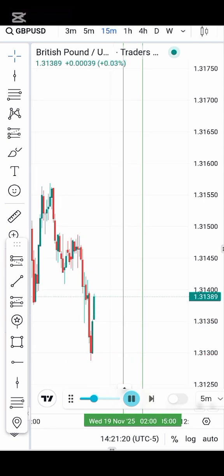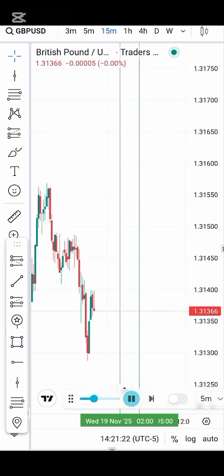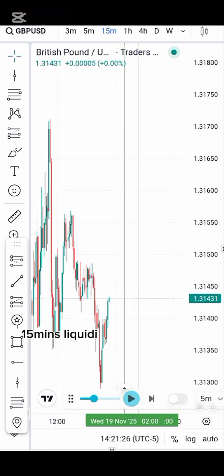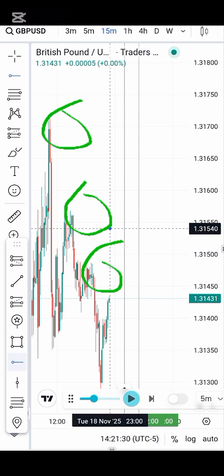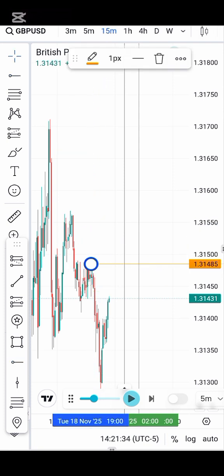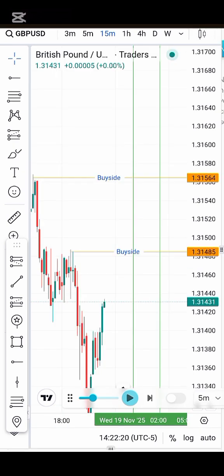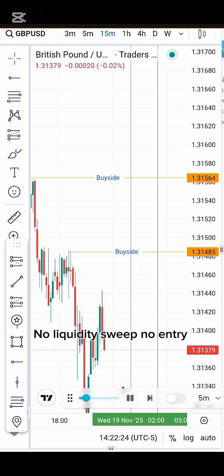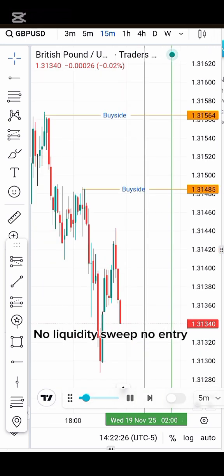So the second step is we mark out the liquidity zone, which in this case we're using the buy side. What's the buy side? An old high. We use an old high here. This is the liquidity zone. Our levels have been set. We just have to wait for the market to trade above this level before we can start looking for an entry in the market.